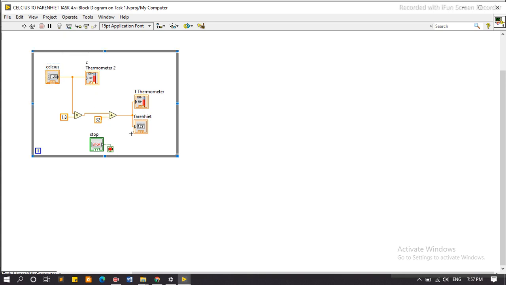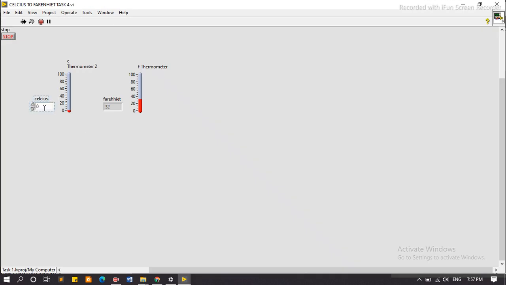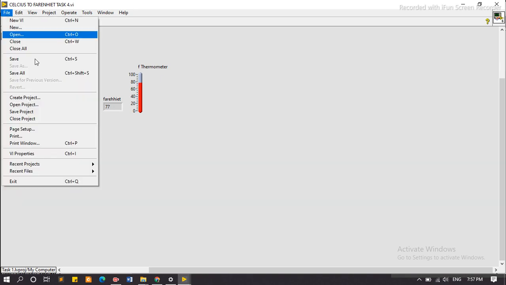We use the while loop here. Now we run this study. Here we set 0. At 0 the Fahrenheit temperature is 32. When it slowly rises, the temperature in Fahrenheit also rises. You can see here. Now we move to the next task.